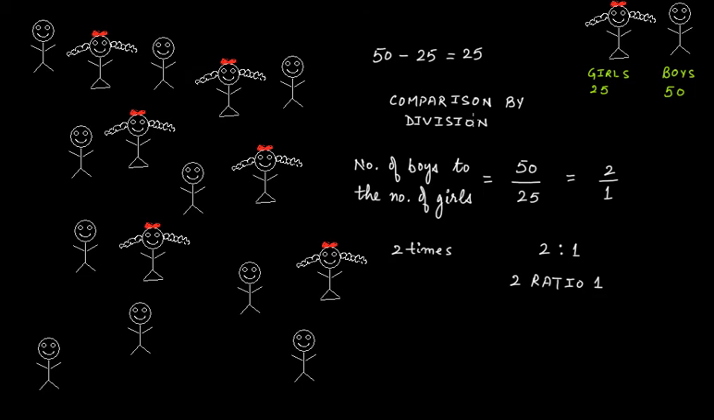Now again, you can also write this as number of girls to the number of boys. In this case, this will be 25 over 50, and this will give us 1 over 2, 1 ratio 2. Again, this is telling us that the number of boys is twice the number of girls.